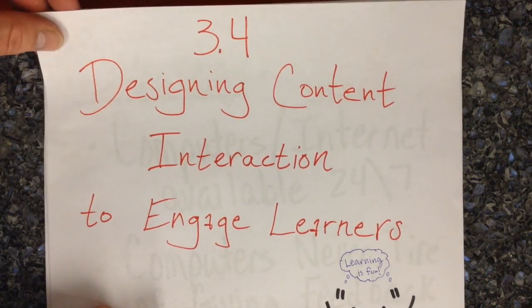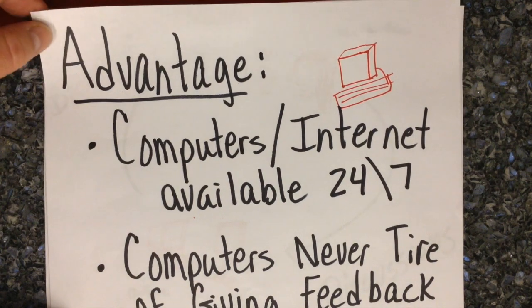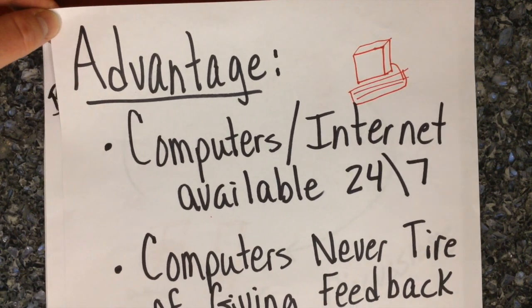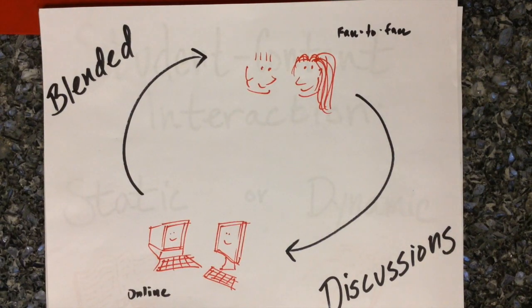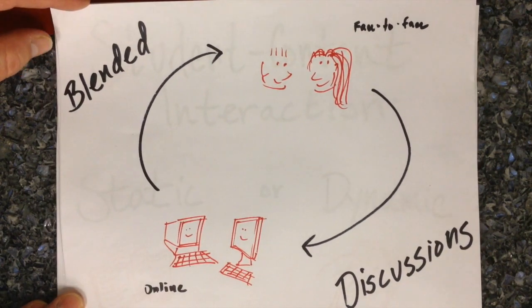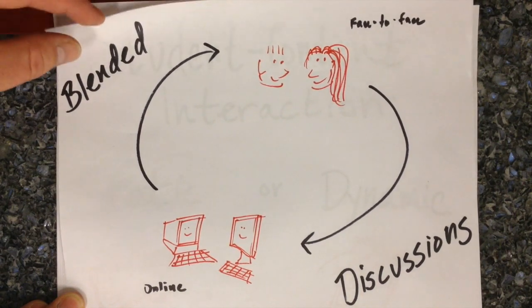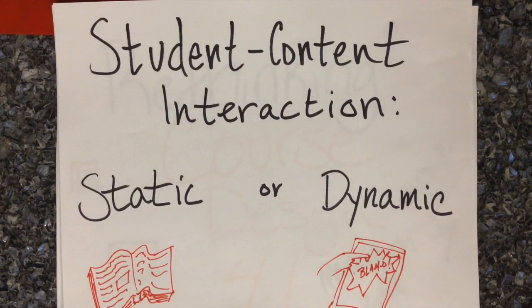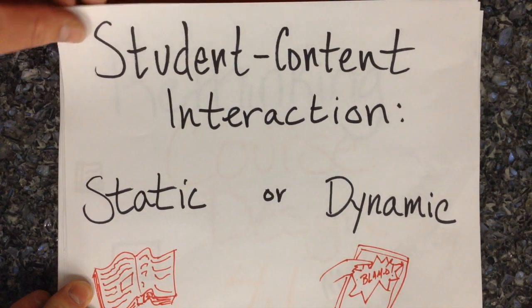3.4, designing content interaction to engage learners, because learning is fun. The advantage is the computers and the internet are available 24/7, and computers never tire of giving feedback. Blended discussions are that you can either do face-to-face to online, or you can go online and go around to face-to-face. Student content interaction can either be static or dynamic.